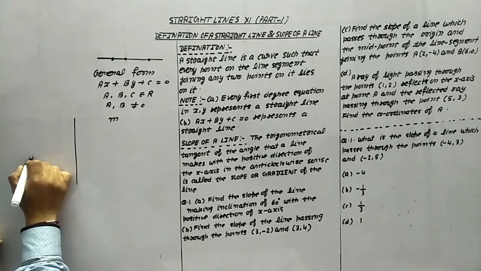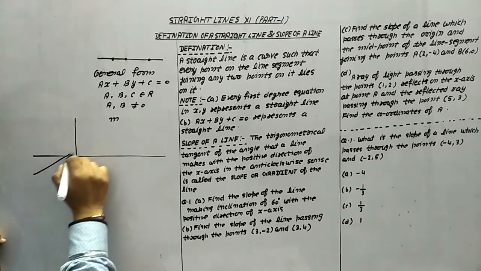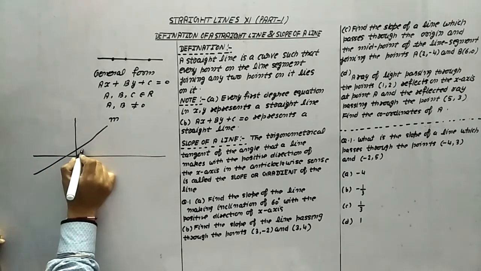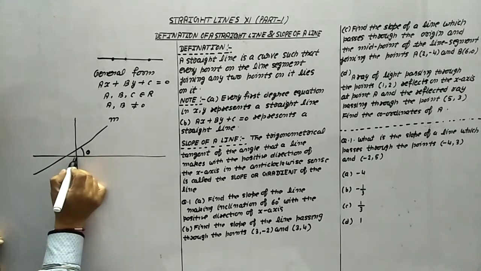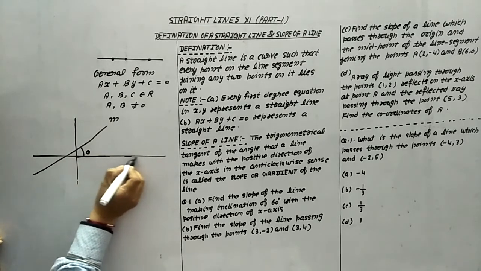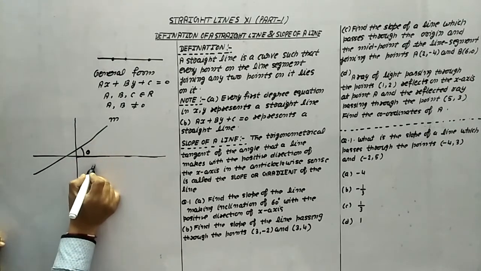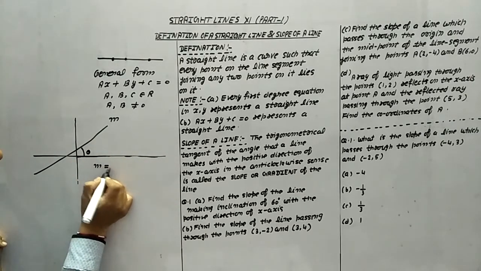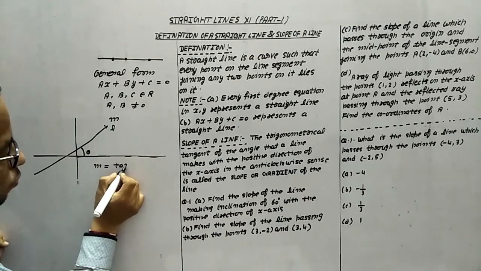Suppose we have this Cartesian plane and this is a line. Now this line is making an angle theta with the positive direction of the x-axis. So if we take the tangent of this, then the slope of this line L is given by m equals tan theta.